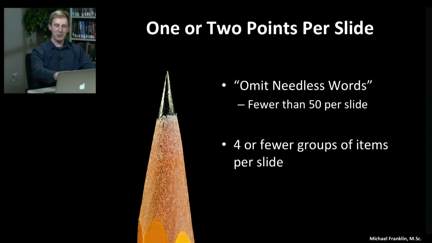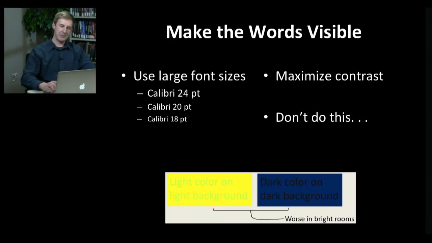Also, when you're having groups, you should have 4 or fewer groups of items on a slide. So one group might be this pencil tip over here, this point on the left. 2 more groups might be these individual bullets there. So that includes bullets, it includes images. Anything on your slide is a group of items. Only have about 4. More than that, it starts getting a little too cluttered and a little too busy.